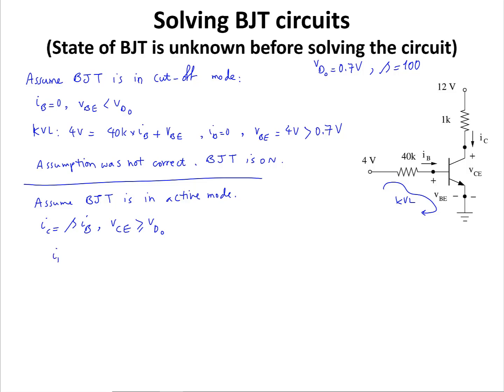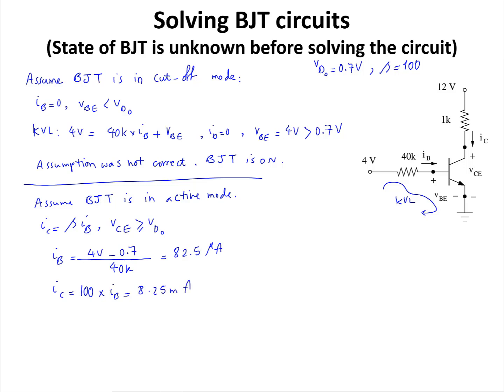So I can write I base equals 4 volts minus 0.7 volts for base emitter voltage divided by 40K. That's going to give me 82.5 microamps. And because I know the relationship between IC and IB, I'm going to write IC equals 100 multiplied by I base. That's going to be equal to 8.25 milliamps.